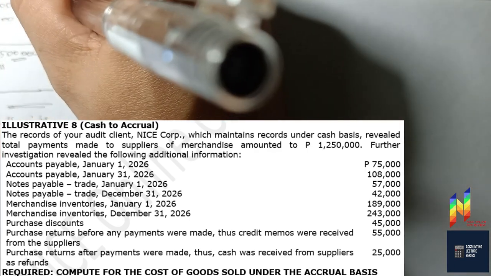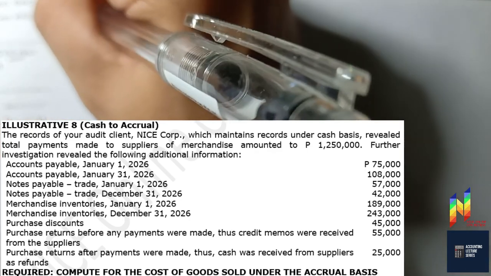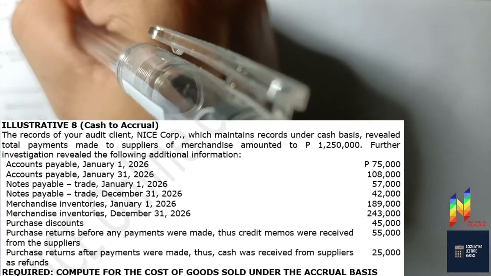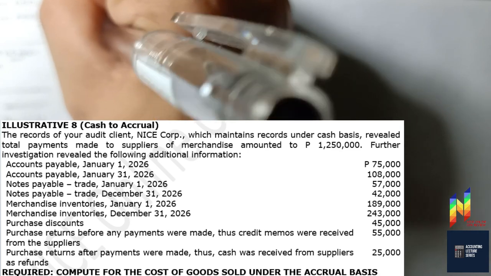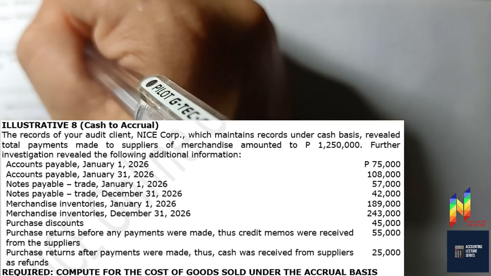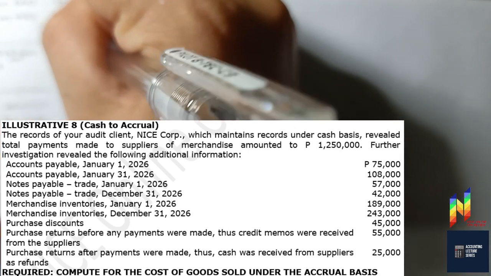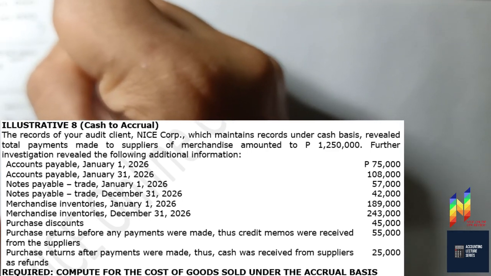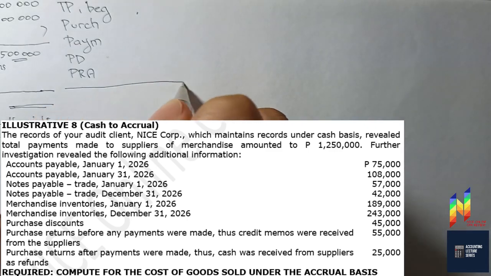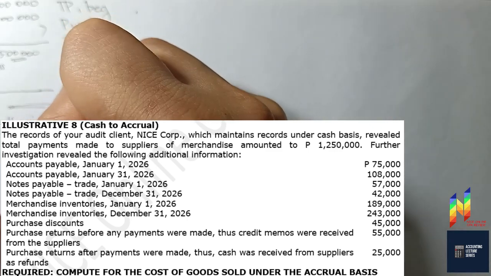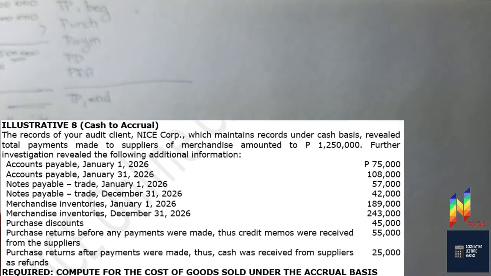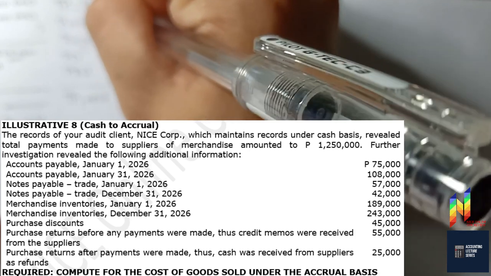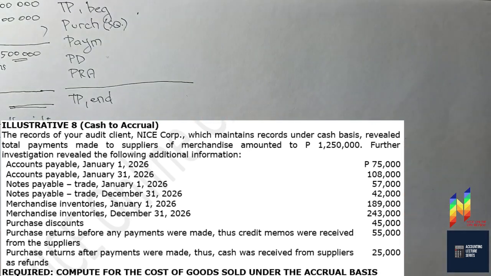So, we again have trade payables here this time because these are purchases. Trade payables at the beginning plus purchases, then minus the payments, minus the purchase discount if there is any, and minus the purchase returns and allowances, we can compute trade payables at the end of the year. What we will do here is squeeze purchases because we will need it in the computation of cost of goods sold.